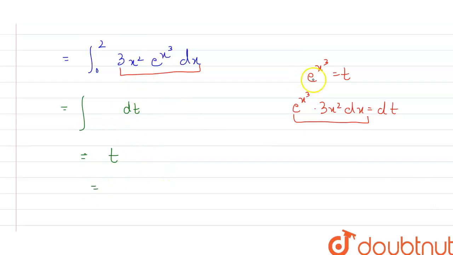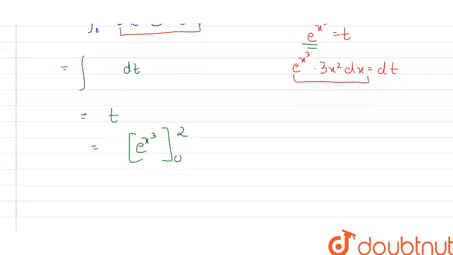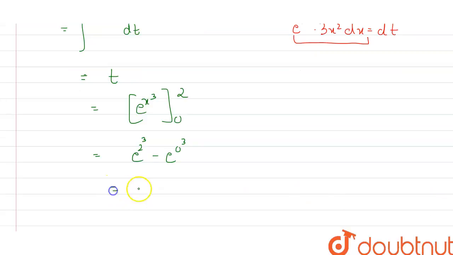So we put the value of t as e to the power x cube. Now we put in the limits, 0 to 2. This will become e to the power 2 cubed minus e to the power 0 cubed, which will eventually come out as e to the power 8 minus e to the power 0.